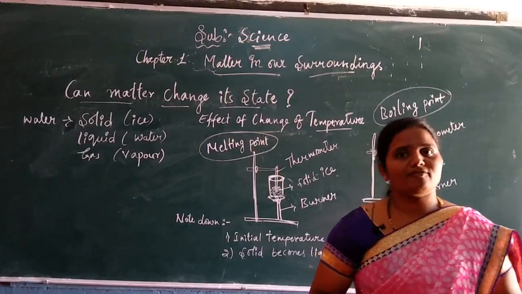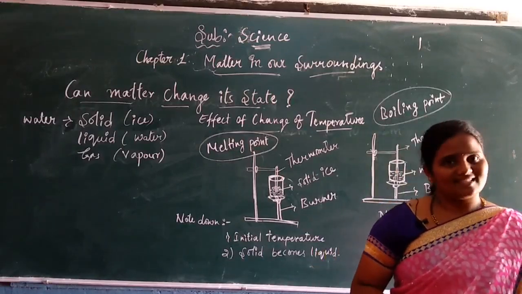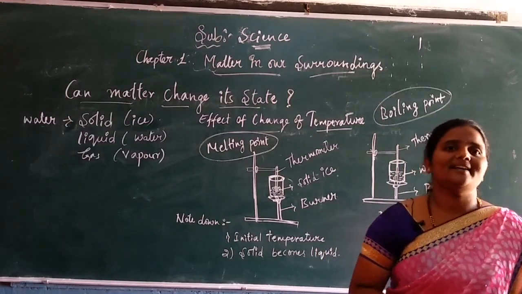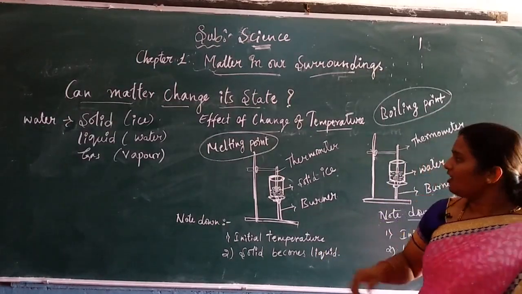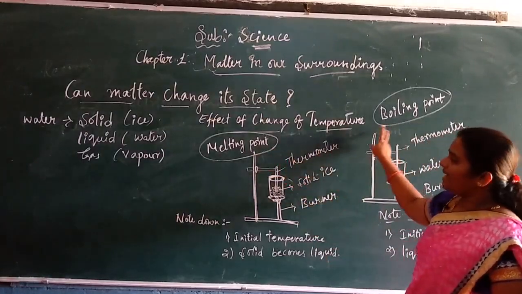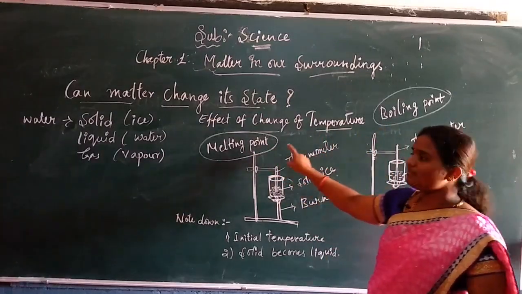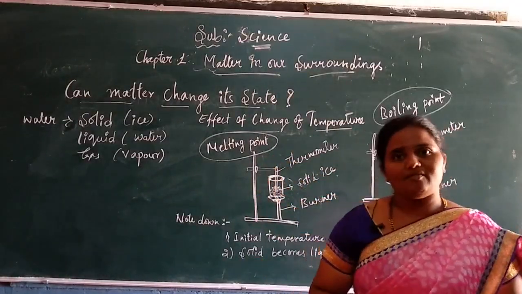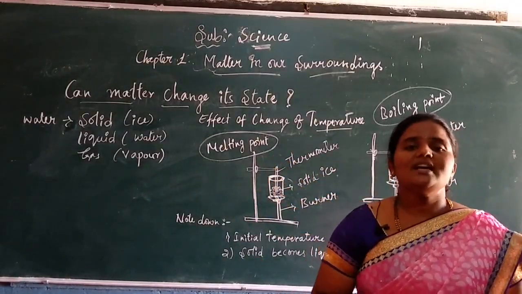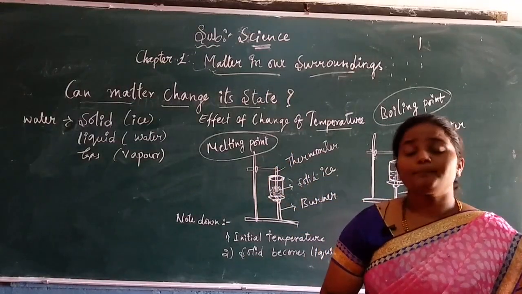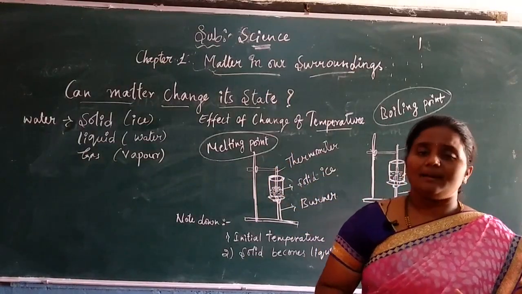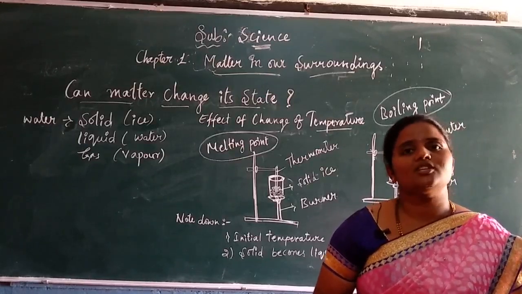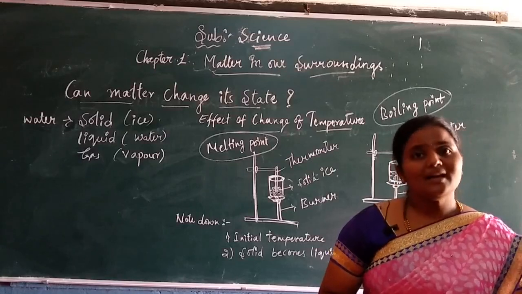The boiling point of water is 100 degrees Celsius. Isn't it, children? Now we will record these two important points. What does melting point say? The temperature at which a solid becomes liquid at atmospheric pressure is called melting point. Similarly, the temperature at which a liquid starts boiling at atmospheric pressure is called boiling point.